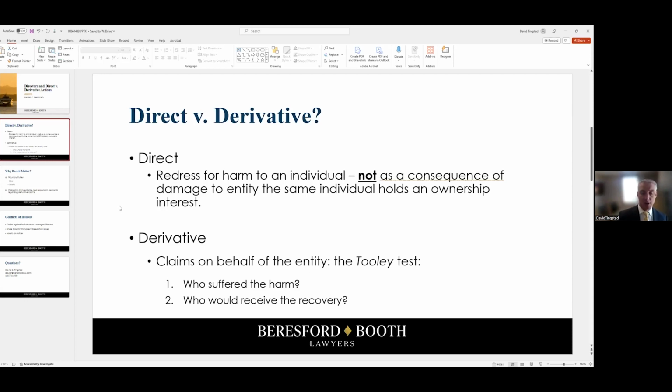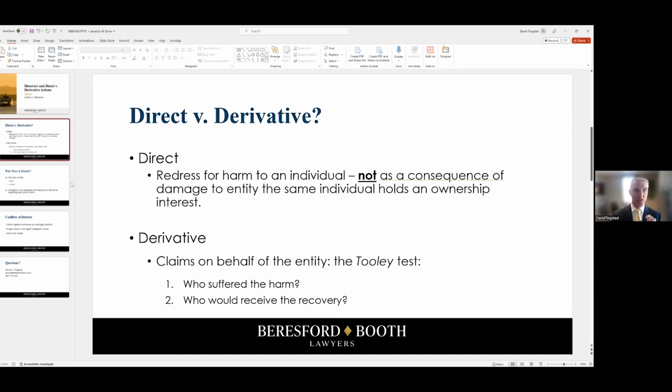So for a derivative claim, there's a case out of Delaware from years ago called Tooley, where the Tooley test has come into play. It's a two-step test. Who suffered the harm? Was it the entity who suffered the harm, or was it a person directly, like in my first example I gave, where Bill suffered direct harm from my misrepresentation to him, versus my second example where the company entered into a contract and it's the company that has somehow been harmed. And who would receive the recovery? So if the answer to both questions, who suffered the harm and who would receive the recovery, is the entity, then the claim is derivative. So that's the basic framework.